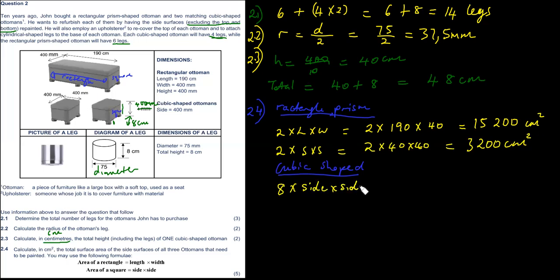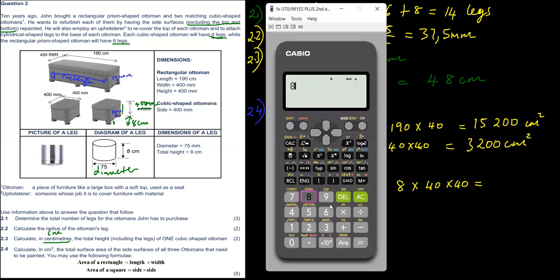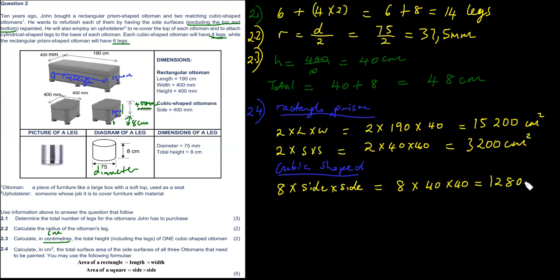times side. So here, what are we going to have? It's going to be 8 times 40 times 40, because they've got 40 sides here, 40 sides here, 40 squares. That's what we have on the smaller, on the cubic one. So it's going to be 8 times 40 times 40, we get 12,800. So it's 12,800 centimeter squared.